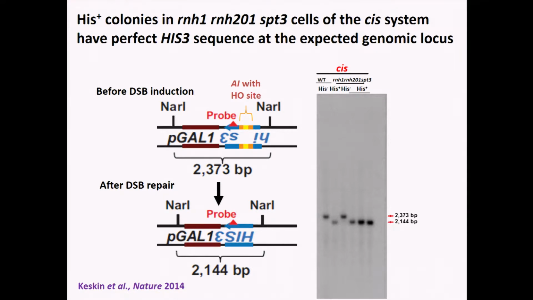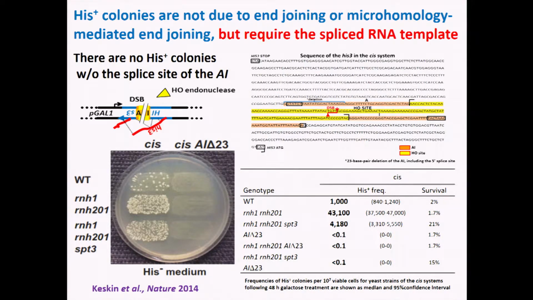This suggests a repair maybe due to homologous recombination, or potentially an end-joining mechanism, but we excluded canonical non-homologous end-joining as well as microhomology-mediated end-joining. Our His plus colonies in different backgrounds, including in the absence of the RNase H and the sp3, where this should be the direct RNA repair, all require splicing to occur. When we make a small deletion in the intron to eliminate the 5' splice site, so that there cannot be splicing, we lose all our His plus colonies. So it cannot be end-joining, because that would be independent of whatever happened at the RNA level.